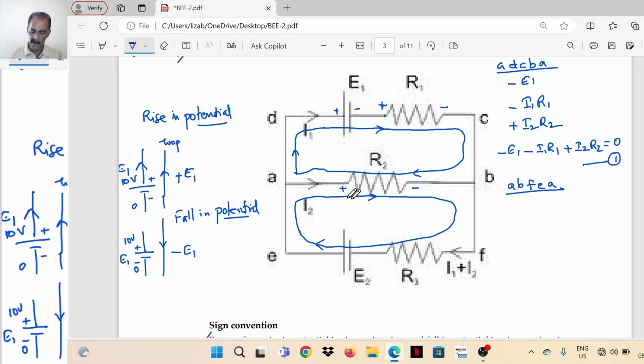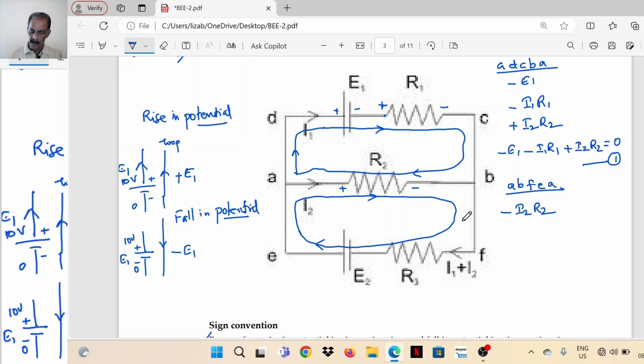In this case, this is the second loop. The loop is from A to B, current also from A to B. So both are of the same sign. So minus I2 R2. Loop direction same as current direction. Current is from A to B, loop is also from A to B. Both are in the same direction, so the IR drop is to be given a negative sign.